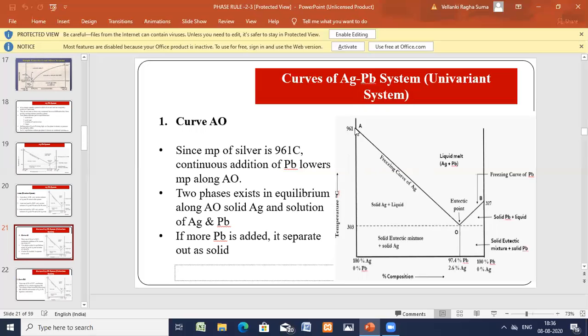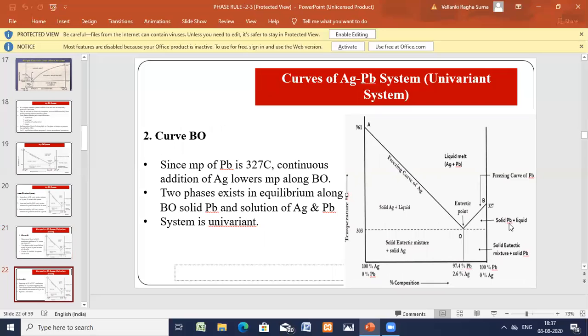This is the melting curve with this freezing curve. For this silver, you are adding the lead. They are in equilibrium. As you are adding, its melting point is decreased, and at this point it gets solidified. The solidified mixture you call the eutectic mixture, at the eutectic point. At this point, solid Ag gets separated out. There you are having lead 97.4% and 2.6% of the silver.